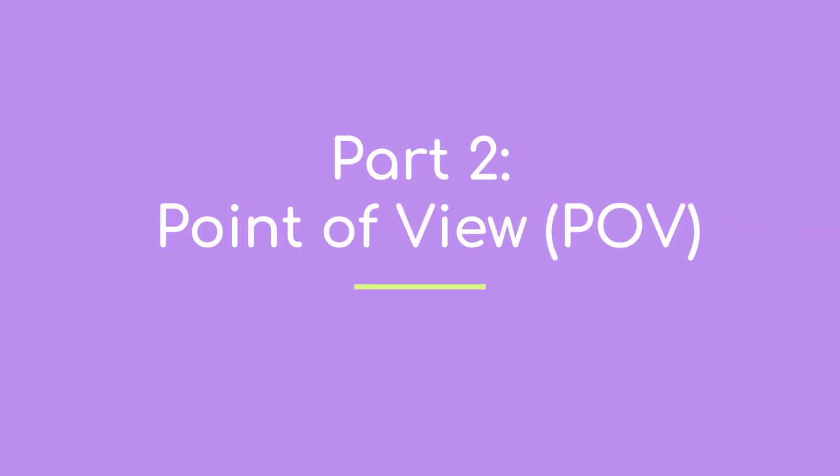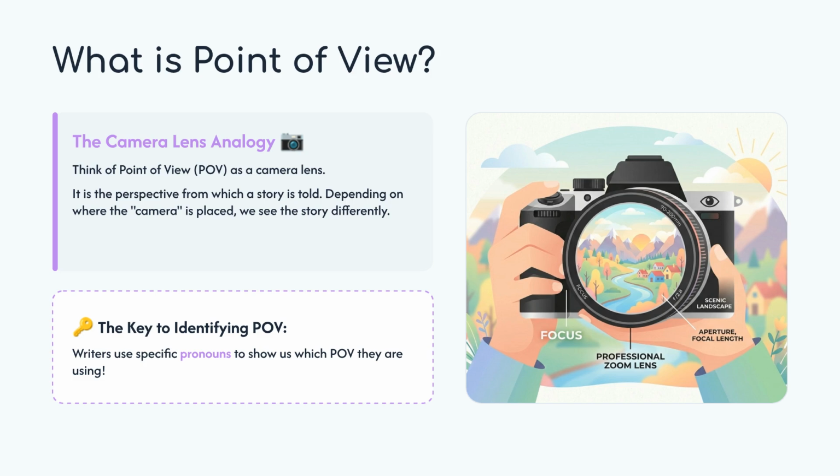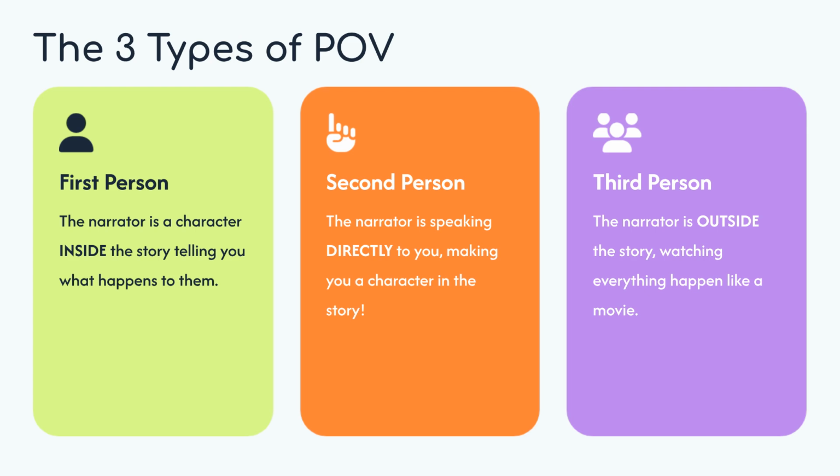Now let's move to part 2, point of view. Understanding this helps us determine who is actually telling the story. Think of point of view as a camera lens. Depending on where the camera is placed, the audience sees the story from a different perspective. First person, the narrator is a character inside the story telling you what happens to them. Second person, the narrator is speaking directly to you, making you a character in the story. Third person, the narrator is outside the story, watching everything happen like a movie.